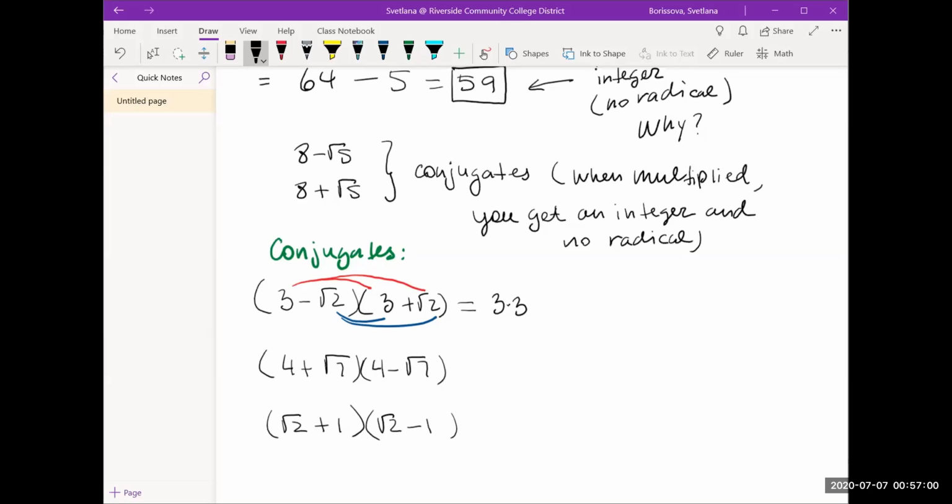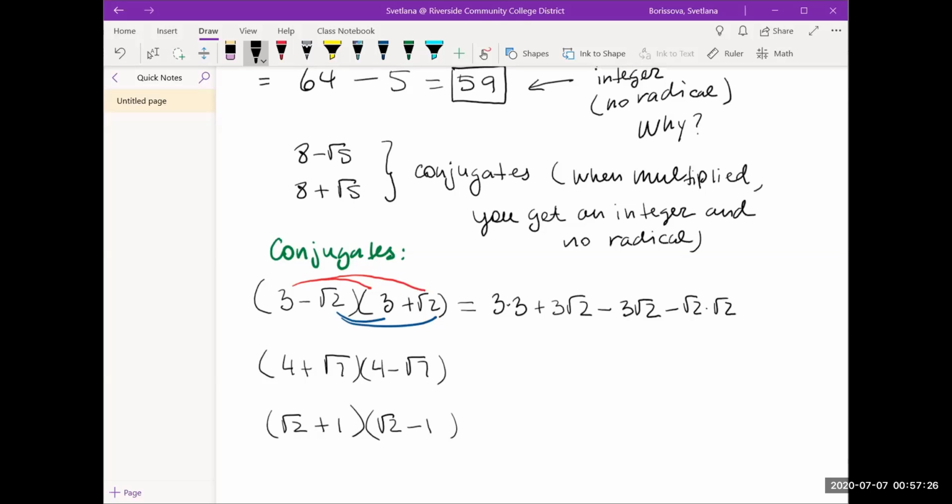Let me write it like that. 3 times 3 plus 3 times square root of 2. Then it's minus square root of 2 times 3. I can switch them around and say minus 3 square root of 2, same thing. And then minus square root of 2 times square root of 2, like that.